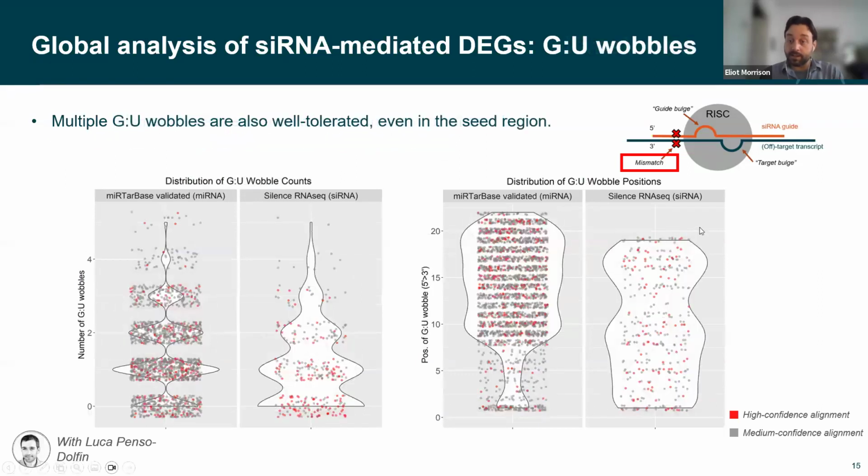Finally, we took a look at GU wobbles, which many of you are probably aware are a subset of mismatches that are more thermodynamically favorable. And our anticipation was that these would be more tolerated than any other kind of mismatch. And in fact, we were able to see that multiple GU wobbles are seen in these alignments. Interestingly, though, there seems to be essentially no positional dependence. So we see GU wobbles occurring across the entire alignment, including the seed region, which again, I did not anticipate from this analysis.